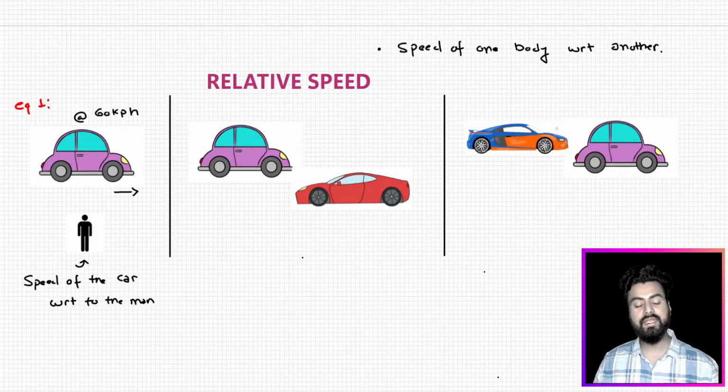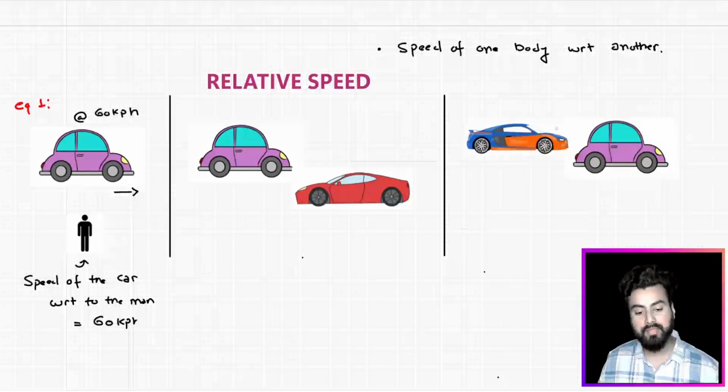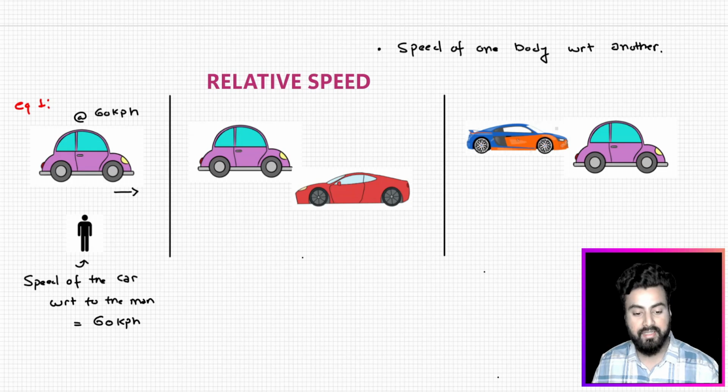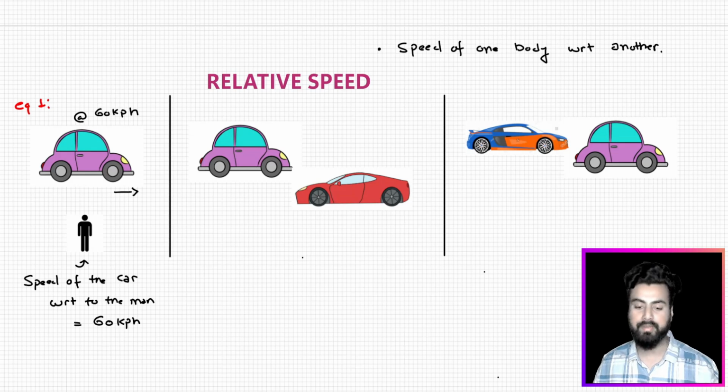So if I ask what is the speed of the car with respect to a man who is just standing, who is stationary, you would say, sir, speed of car is going to be 60 kilometer per hour only, because the other thing, the man, is not moving. Therefore, the speed of car with respect to man would be 60 kilometer per hour only. Whatever is the speed of car, the same would be the speed of car with respect to the man.